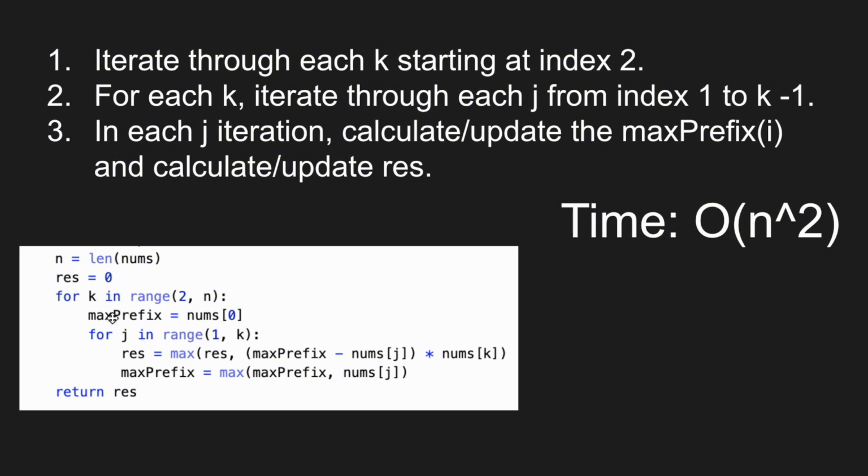As you can see, at each iteration in the beginning, we set the max prefix to all the way on the left. As we iterate through j from 1 to k, we update the max prefix as we iterate along through j. This approach would be O(n squared) time, but there's still another more efficient way to solve this, so let's go over that right now.